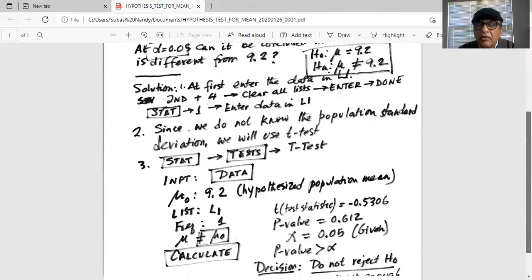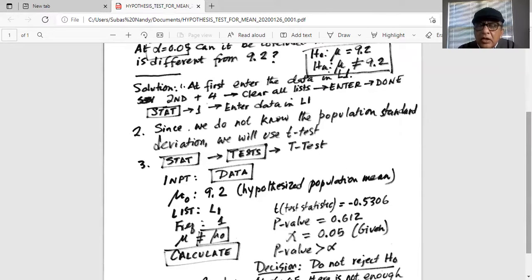The fourth line is the alternate hypothesis. My alternate hypothesis is mu not equal to 9.2, which I have already told the calculator is mu0. So therefore, I put the cursor on top of not equal to mu0 and hit enter. So that is flashing on not equal to mu0. This is my way of telling the calculator that the alternative hypothesis is not equal to 9.2. Then I scroll down to Calculate and hit enter.